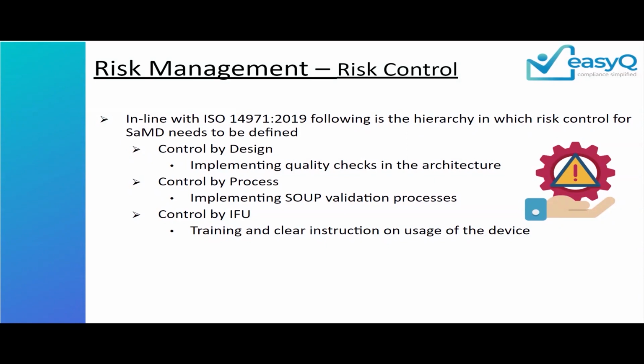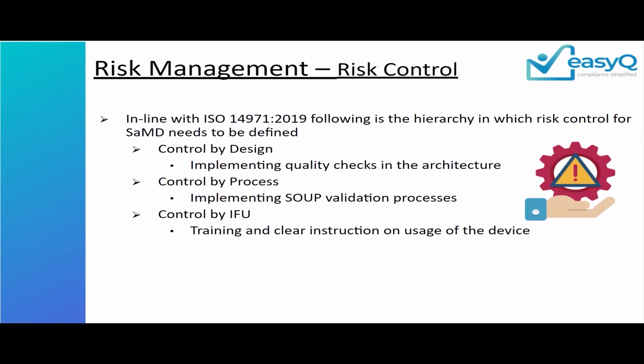So whenever you think about implementing controls, always give priority to design, then comes your process, and then comes your IFU. Yes, you can absolutely have multiple controls for a particular risk, to ensure that you have put enough safeguards in place to make sure that your risk does not degrade or impact in a more negative way.